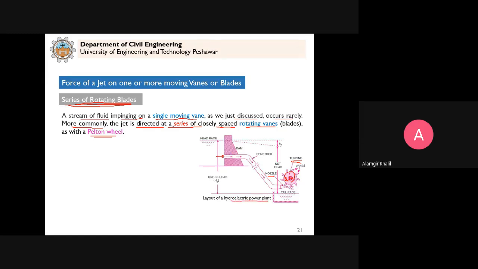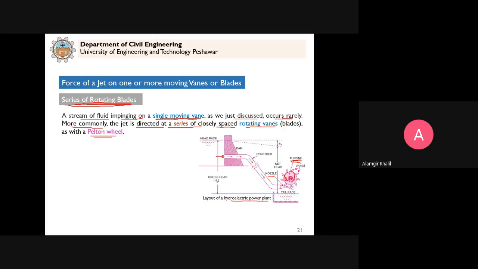Anyhow, a single moving vane is not a very important case. It rarely occurs. Rather, we are interested in a series of rotating vanes or blades, which is the more practical case. And this is not only for a turbine, it is also for a pump. You might have seen the rotating element of a pump; it also has vanes or blades. But the turbine takes energy from the flowing water, whereas the pump adds energy to the flowing water.